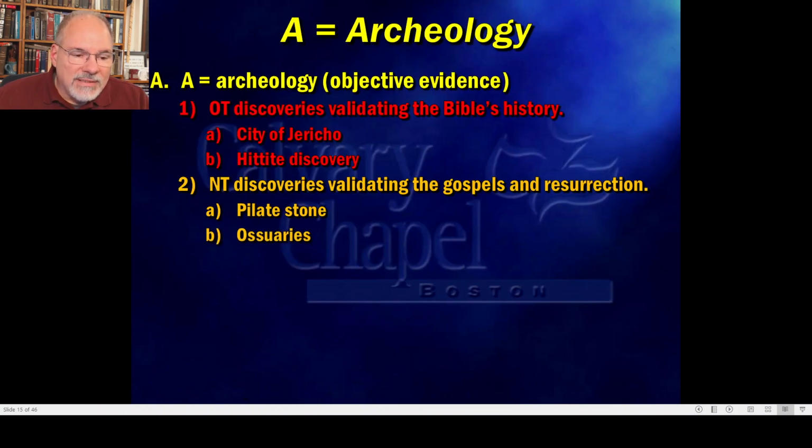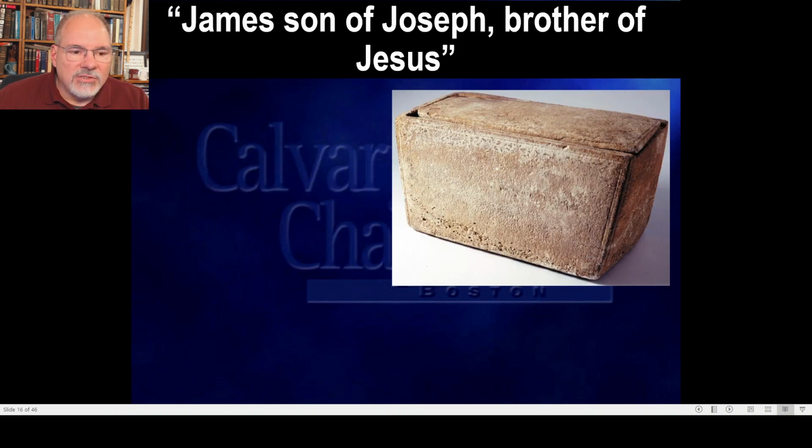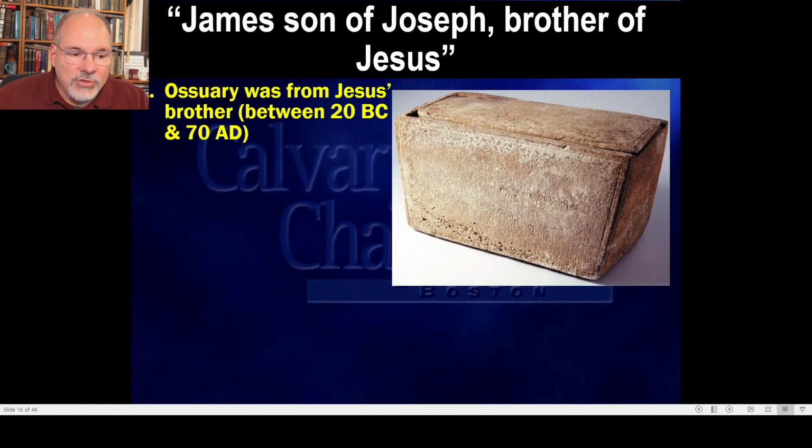So there were also ossuaries that were discovered, right? So this one has the inscription, James, the son of Joseph, brother of Jesus, which was highly unusual. Now, this ossuary was from Jesus. It would be his half-brother James, right? And this was from between 20 BC and 70 AD. That's how they date it.